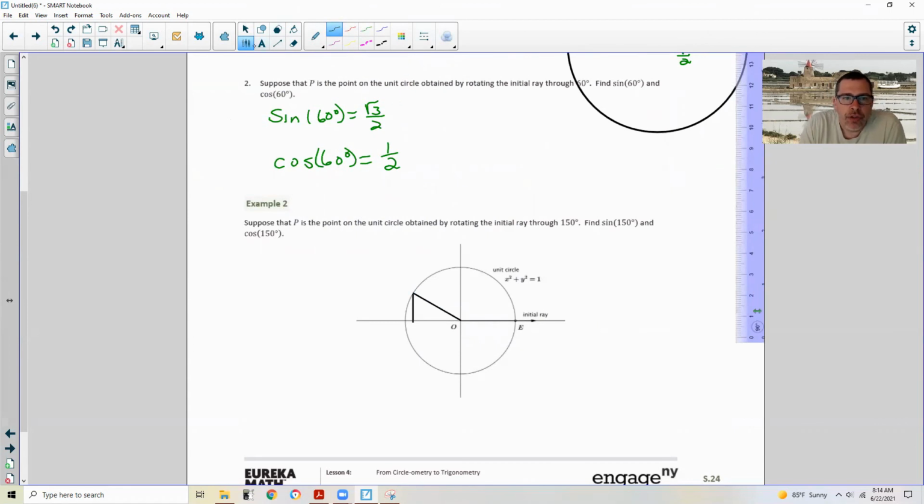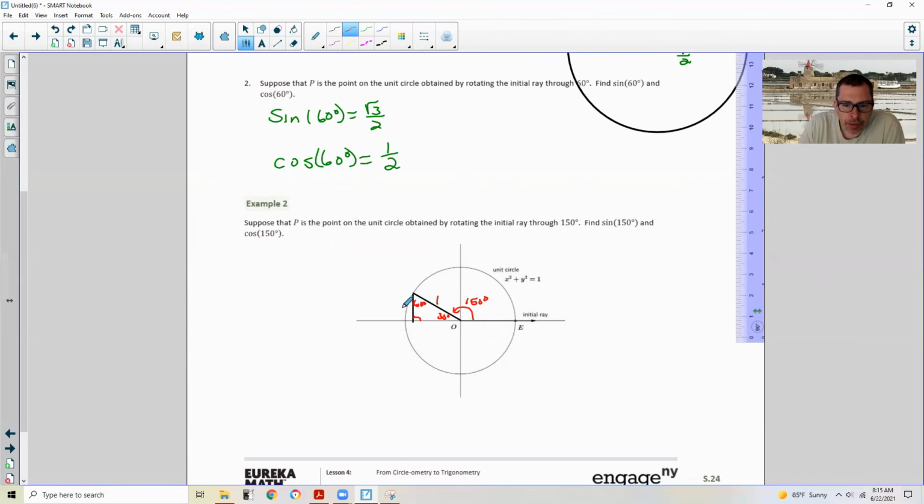Okay, so here's how we do this. We know that this angle right here is 150 degrees. We know semicircle halfway around is 180. So if I've already gone 150 to get here, I need to go 30 more to get to 180. So now I know this is 30 degrees. And this is a right angle, so this has to be 60 degrees. Okay, so now I just have this 30, 60, 90 right triangle again, where the hypotenuse is 1.